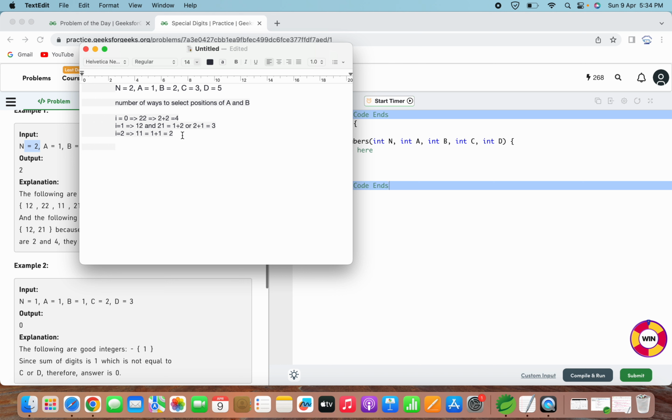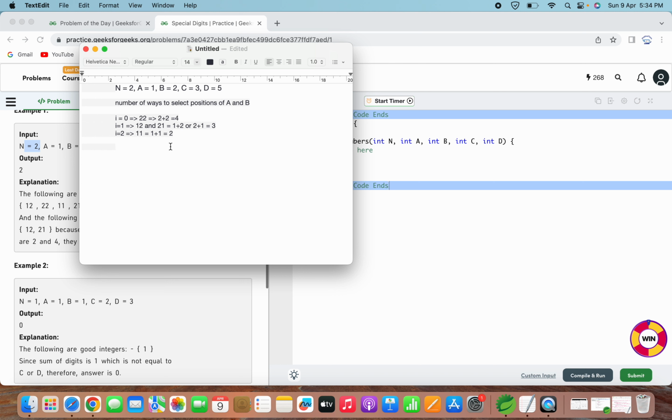Okay, so here we can see the total number of best integers out of these, which are matching the sum either 3 or 5, is this only. That means 12 and 21. That's why we have got 2 as the output for this one. Okay, so how exactly are we doing this?